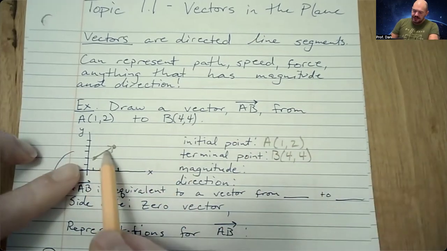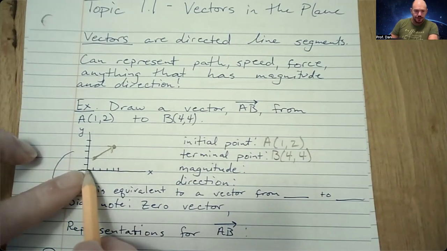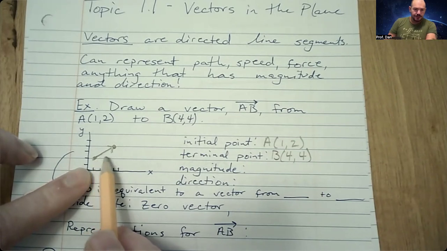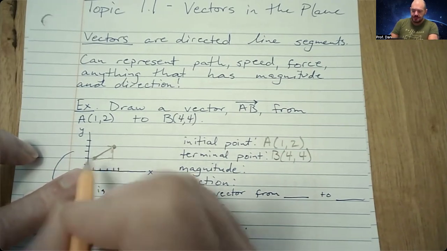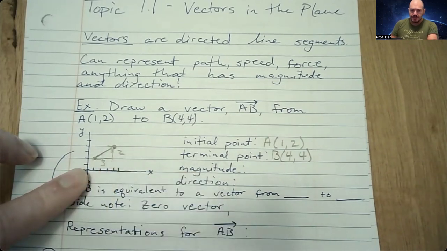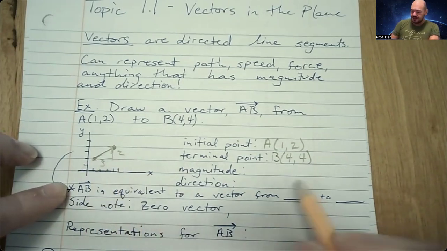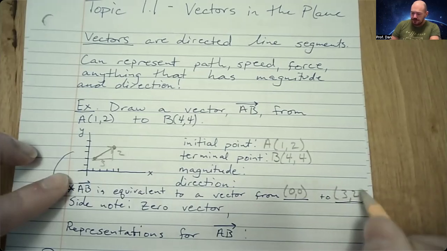So this vector is no different than if I were to take A to be the origin and B to be a point that I can arrive at with the same steps. Meaning I start at A, I go over and up. So notice I had to go over 3 units, I had to go up 2 units. So AB, the one we've drawn here, is equivalent to a vector that actually starts from the origin and goes out to the point 3, 2.